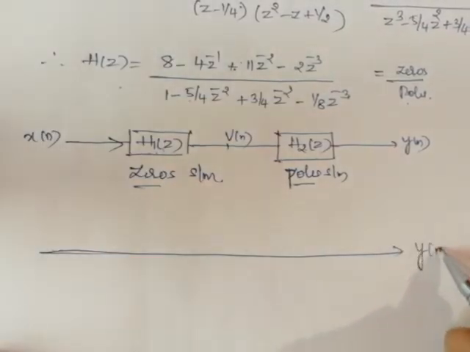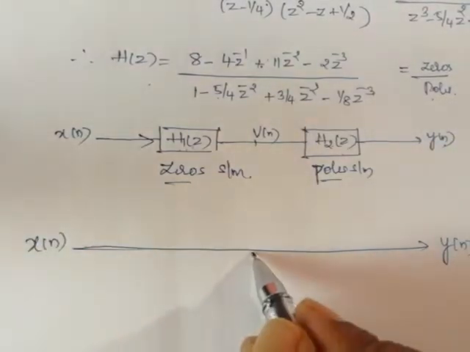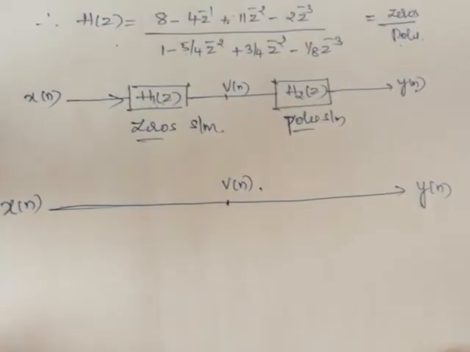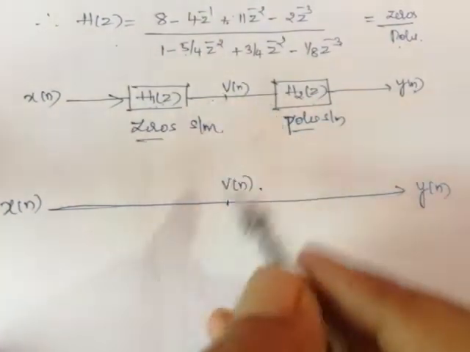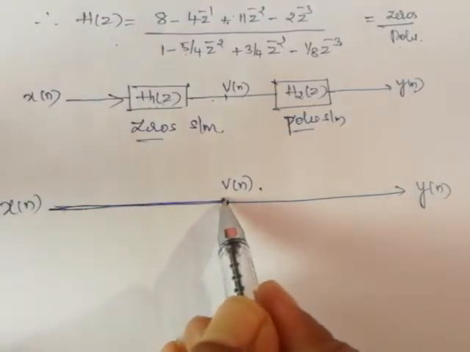The final output is Y of n, the input is x of n, and the intermediate result is v of n. So first go for Form-1 realization. In this case, I am going to express this in terms of elementary blocks.